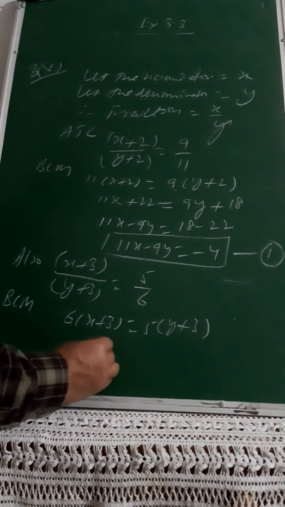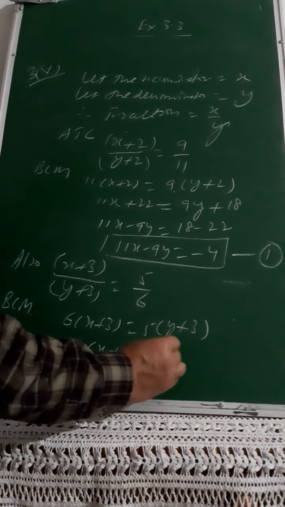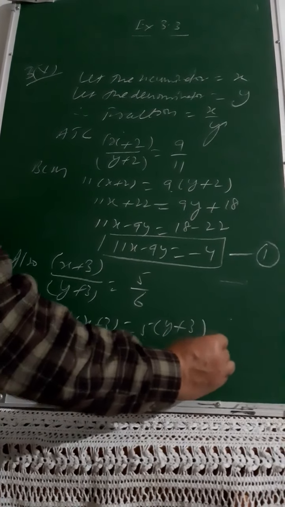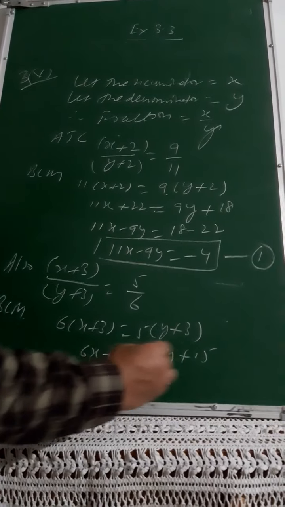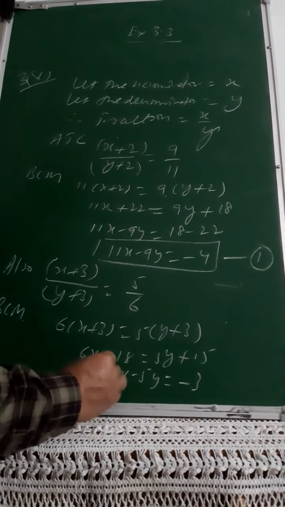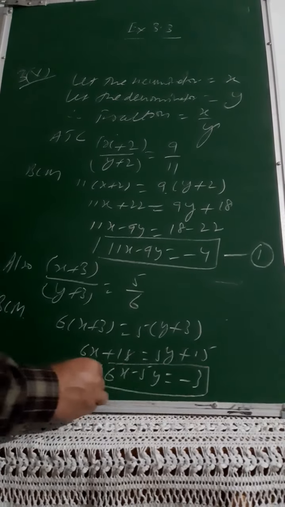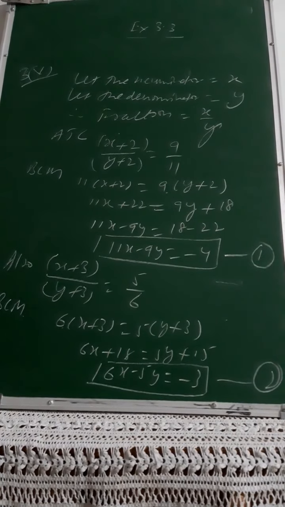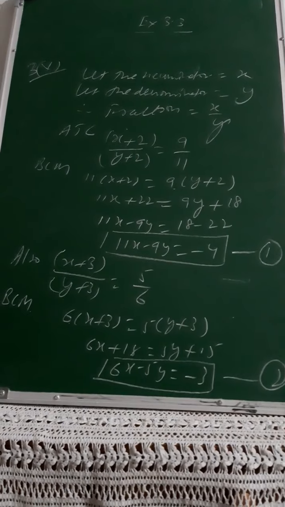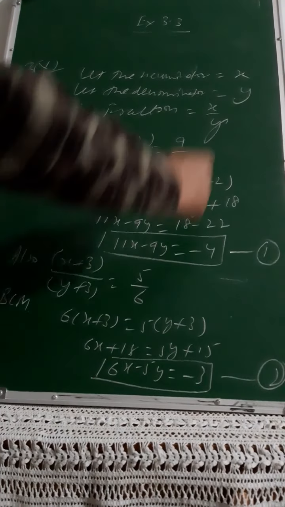Then this is 6X plus 18 equals 5Y plus 15. Then you are getting 6x minus 5y equals 15 minus 18, which will make it minus 3. So in that way you will be getting equation number 2. So now please solve these two equations for the value of x and y and put that value here.